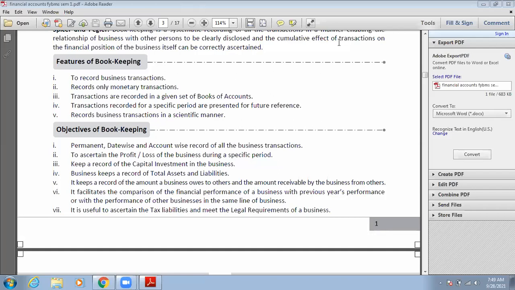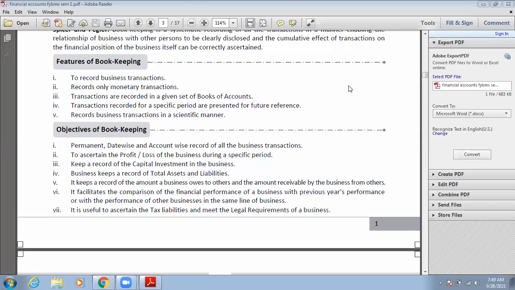That means, suppose we don't have money for starting the business, so we have borrowed the money. And whatever money we have given to others, that means whatever we have to receive and whatever money we have to give, we have to keep the record of all the things. It keeps the record for the comparison of the financial performance.